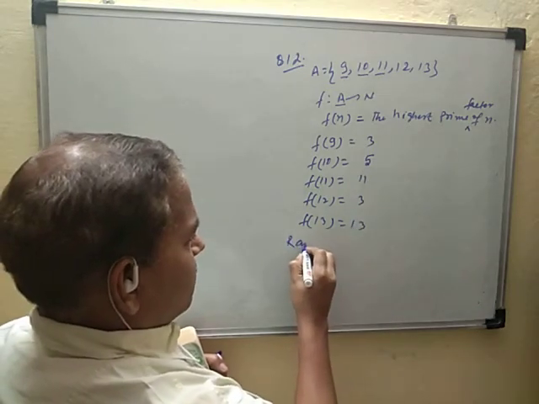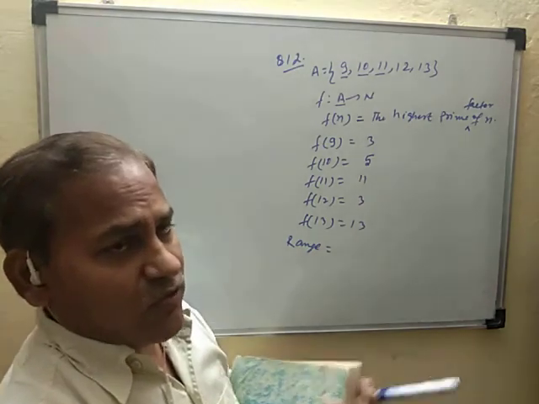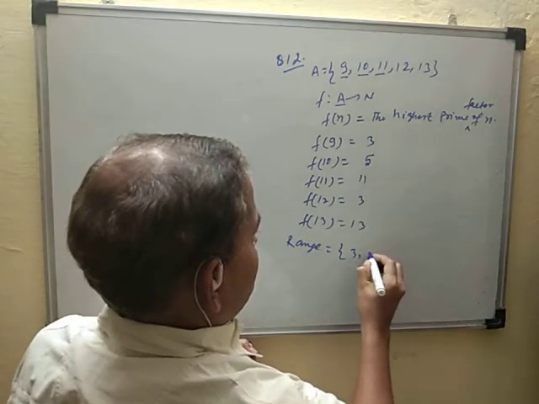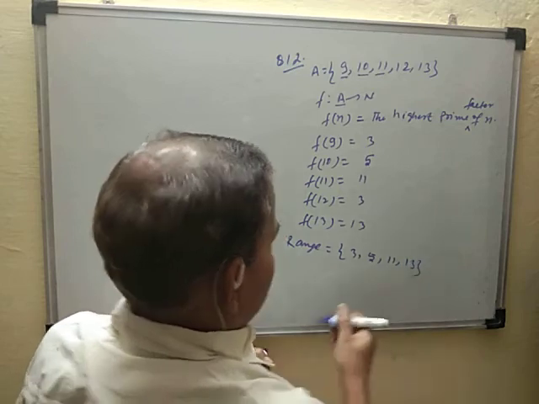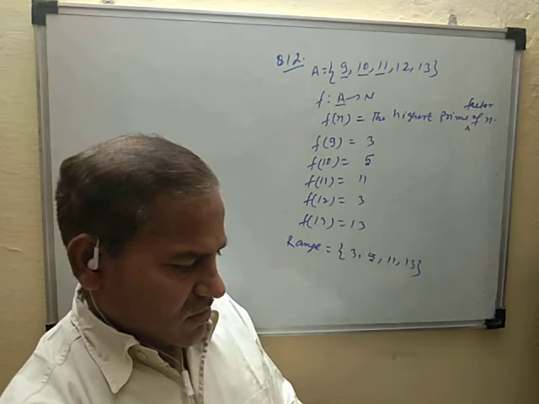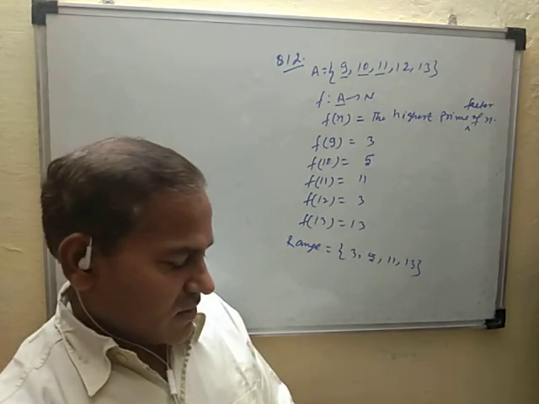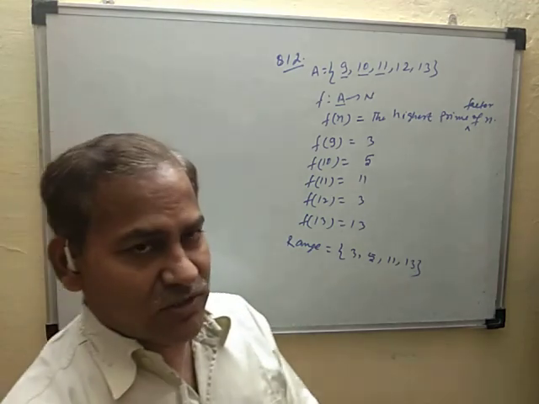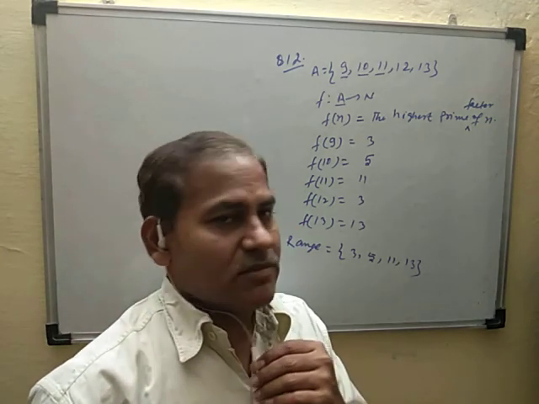So therefore the range is the set of values of f of x. So what values did we get for f of x? The values are 3, 5, 11, 3 again which repeats, and 13. This is the range. So this chapter is completed. Relation and function completed, and now we start the next chapter, trigonometric functions, and it is an easy chapter. Okay.